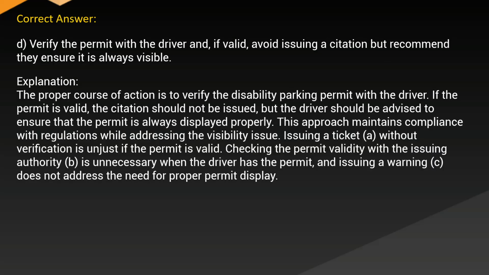Correct answer: D. Verify the permit with the driver and, if valid, avoid issuing a citation but recommend they ensure it is always visible. Explanation: The proper course of action is to verify the disability parking permit with the driver. If the permit is valid, the citation should not be issued, but the driver should be advised to ensure that the permit is always displayed properly. This approach maintains compliance with regulations while addressing the visibility issue.